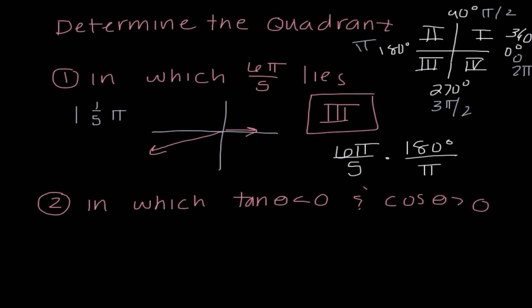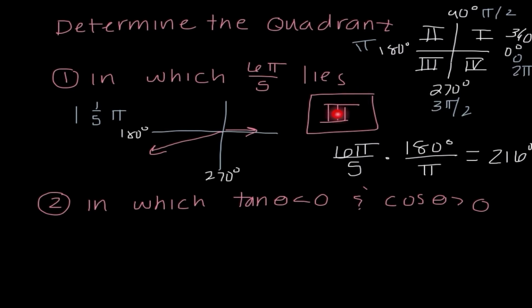And I would do that by multiplying by 180/pi. And I get 216 degrees. And I know that 216 degrees is between 180 and 270. So once again, I would get that that is in quadrant 3. Okay, so I don't care which way we go about thinking about it. The important thing is just knowing what quadrant it is in.